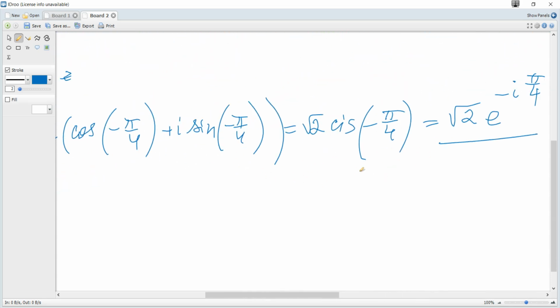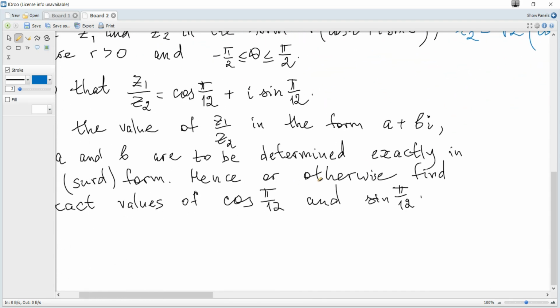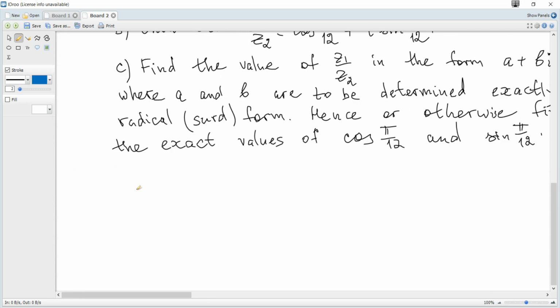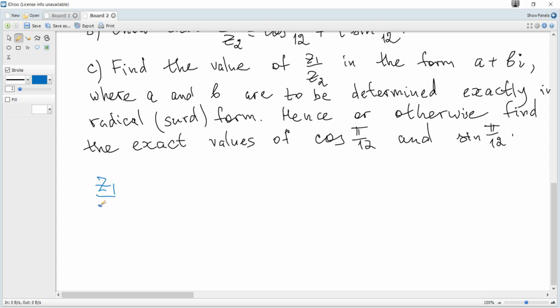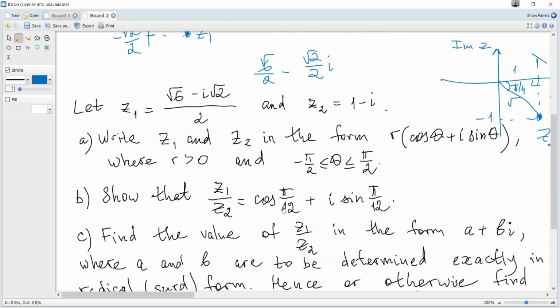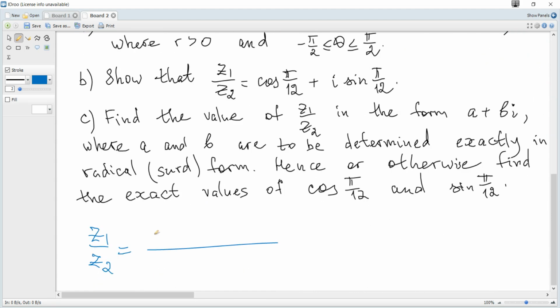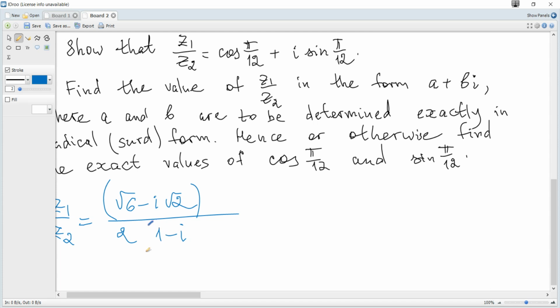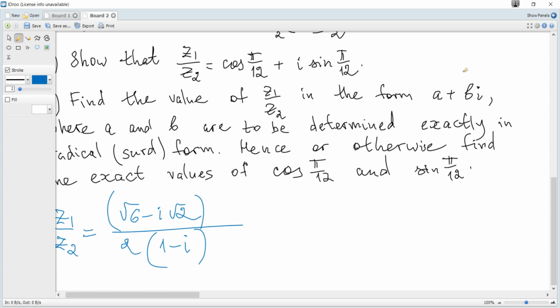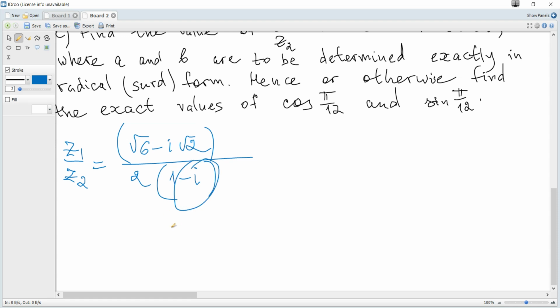But on the other hand, we can divide z1 over z2 in the Cartesian form. So z1 and z2 are given in Cartesian form. So z1 over z2 is root 6 minus I root 2 over 2, divided by 1 plus 1 minus I. And we need finally to get a plus bi. What does it mean? It means we should get rid of this I in the denominator.